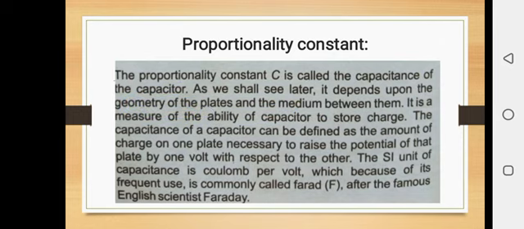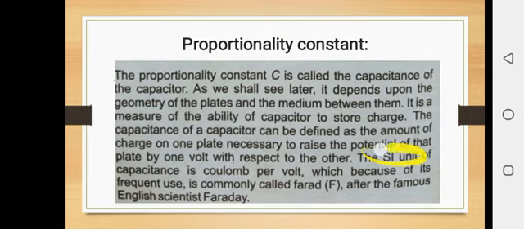And its definition is written here. It is a measure of the ability of a capacitor to store charge. As I have told you, the capacitance of a capacitor can be defined as the amount of charge on one plate necessary to raise the potential of that plate by 1 volt with respect to the other. This is a complicated definition of capacitance, so you just learn that the capacity of a capacitor to store charge is known as its capacitance. This is a simple and easy definition.